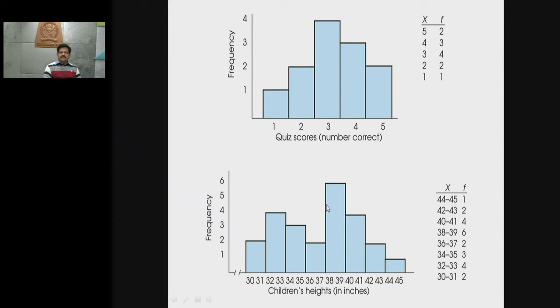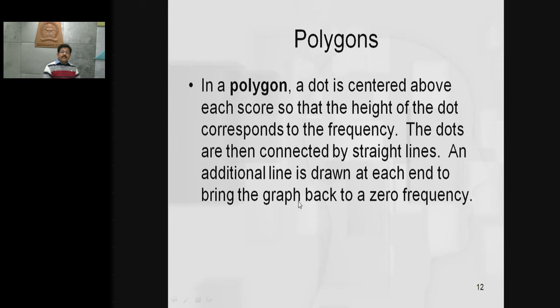I have plotted it for individual data and grouped data. Along the x-axis we take the values of x, that is quiz scores, number correct, and the corresponding frequencies along the y-axis. We may get different types of histograms. Next we can construct frequency polygons or simply polygons.